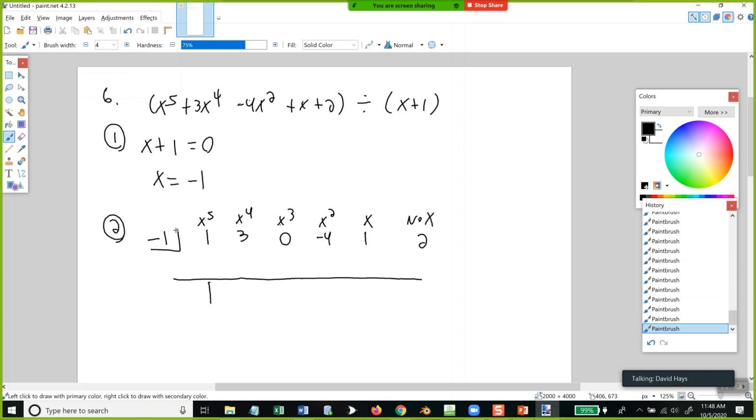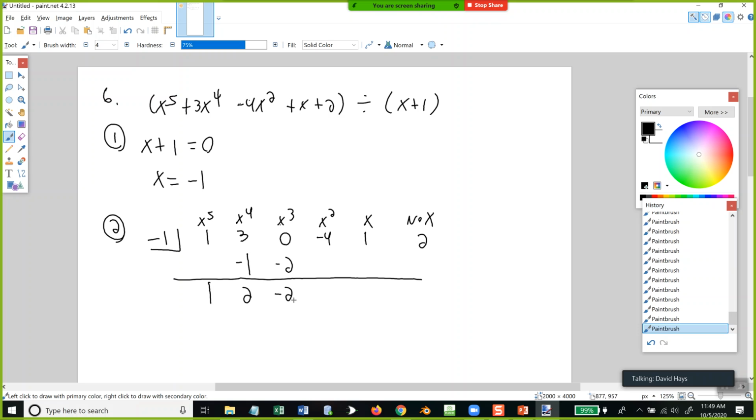Is 1. Then we multiply. You always multiply the number in the box by the number you just put down there. -1 times 1 is -1. Then you add: 3 minus 1 is 2. Multiply. Always multiply the number in the box by the number you put down there. -1 times 2 is -2. Add. 0 and -2 is -2.